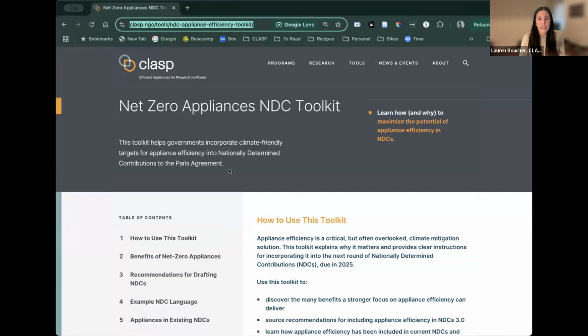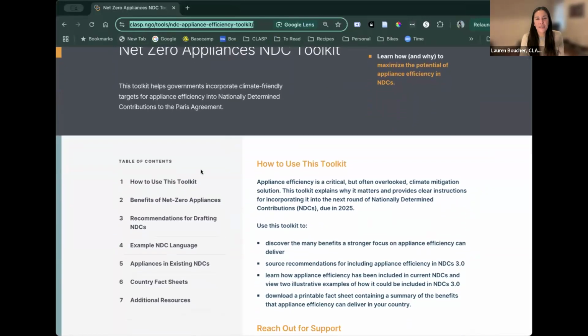So this is the Net Zero Appliances NDC Toolkit, which is available on the CLASP website at clasp.ngo. I will share the link in the chat shortly. But the toolkit is divided into 7 components. There's a primer on how to use the toolkit, a section on the benefits of net zero appliances, which is very similar to what we've discussed on this webinar today.